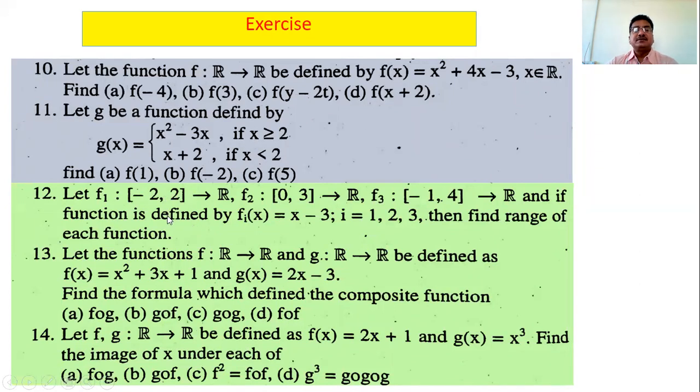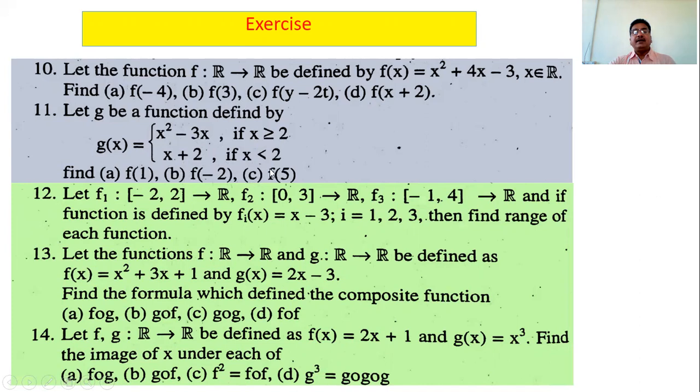Show the functions, some relations defined by this, and now we have to find some images of the elements under those functions. So here are the two definitions. g(x) is equal to this definition if x is greater than or equal to 2, and this definition, x plus 2, if x is strictly less than 2. So while finding f of 1, use this definition because 1 is less than 2.